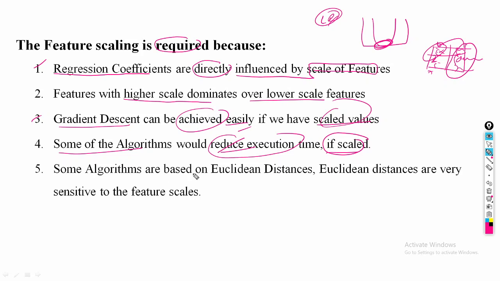Some of the algorithms use Euclidean distance based metrics. Euclidean distance based means KNN, K-means clustering, SVM. These are the algorithms that find the distance between the data points with the help of the Euclidean distance.